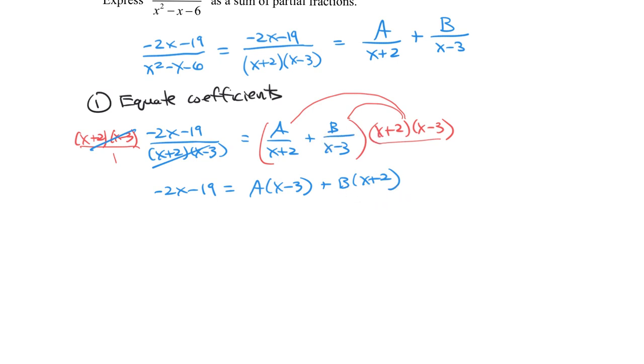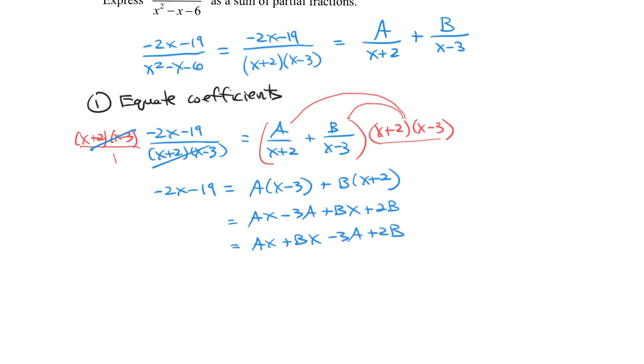Okay. With the equating coefficients method, what we're going to do now is distribute the a through and distribute the b through. So we'll get this equal to ax minus 3a plus bx plus 2b. Then what we want to do is put all the variables close by. So we've got an ax and a bx. We want to put those next to each other. ax plus bx. And everything else we'll put together also.